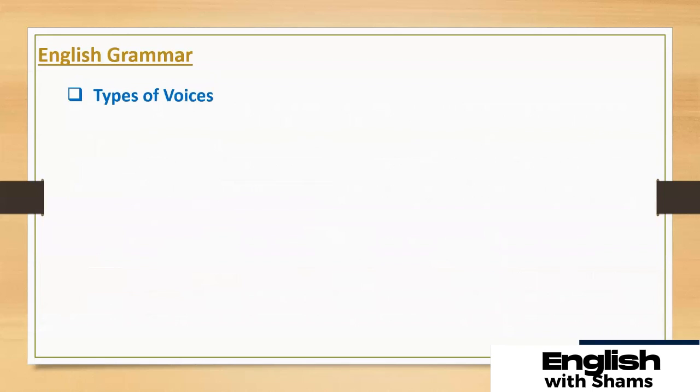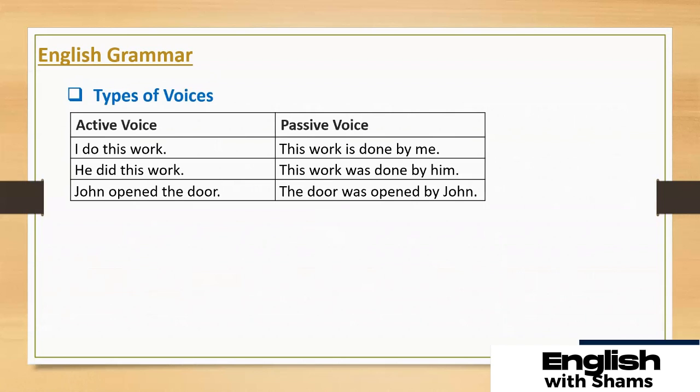Then we have types of voices. In types of voices, there are two types: one is active voice and another one is passive voice. In active voice, like I do this work. And in passive voice, the same thing can be expressed as this work is done by me. All right. Like he did this work. This work was done by him.